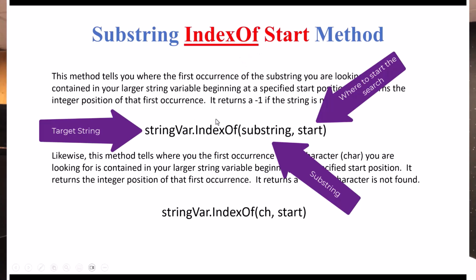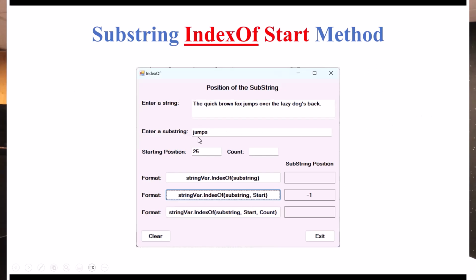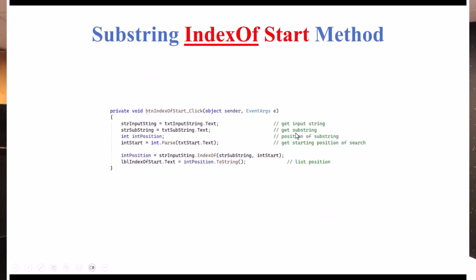So again, you end up putting the substring in there along with the starting position where you want to start. Position 10, position 20, whatever. Same thing with a character. You can use that. It looks something like this. If we're looking for jumps as our substring right here, we're telling it to start at position 25. Well, we already know jumps starts in position 20. So if we start at 25, we're starting at the space just before "over" and going forward, and we're not finding anything. So we get a -1 in this case. It's looking forward this way.